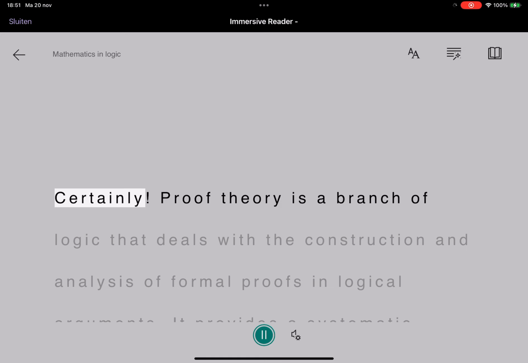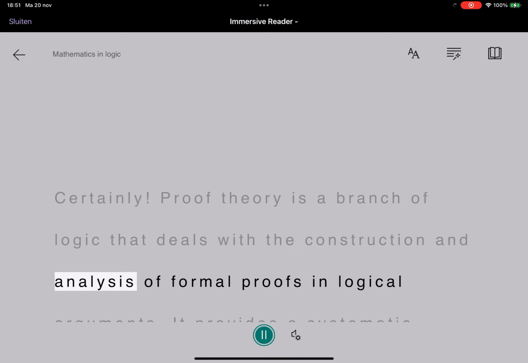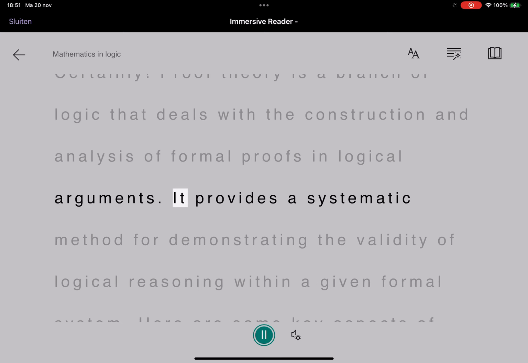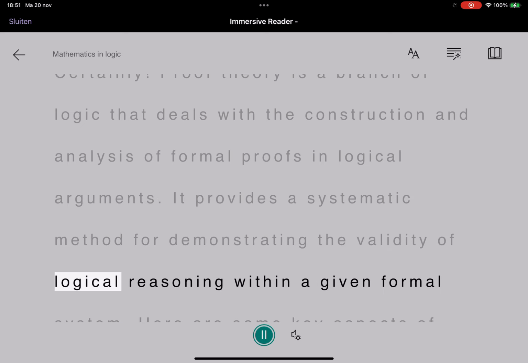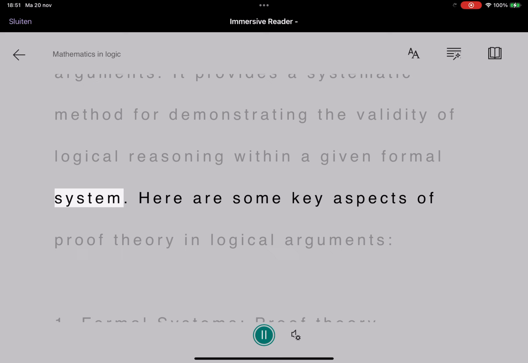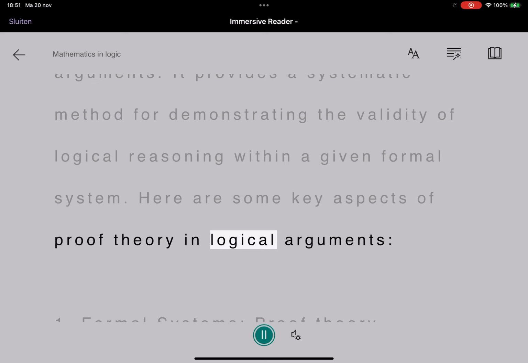Proof theory is a branch of logic that deals with the construction and analysis of formal proofs in logical arguments. It provides a systematic method for demonstrating the validity of logical reasoning within a given formal system. Here are some key aspects of proof theory in logical arguments.